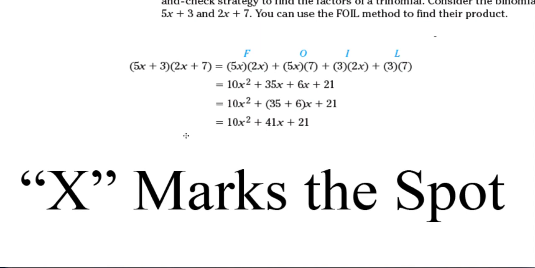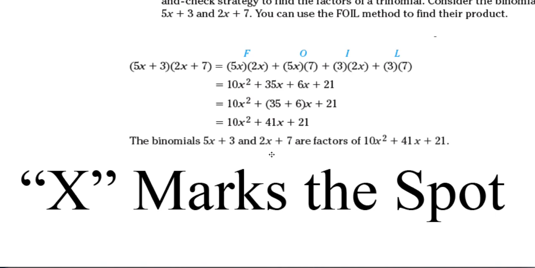So the binomials 5x plus 3 and 2x plus 7 are factors of 10x squared plus 41x plus 21. Now what we want to do is, if you are given 10x squared plus 41x plus 21, we want to find the factors. We want to find 5x plus 3 and 2x plus 7.